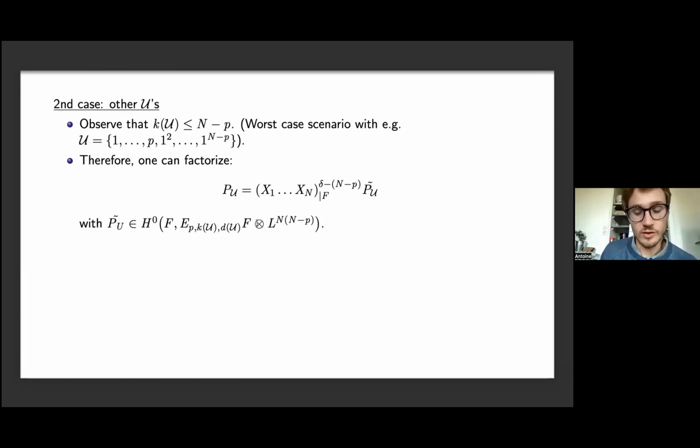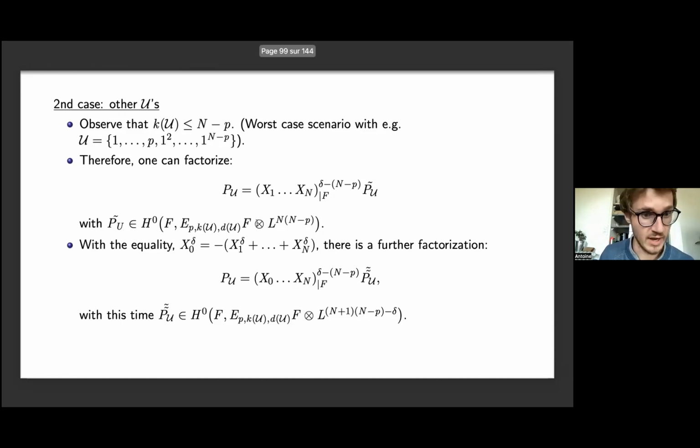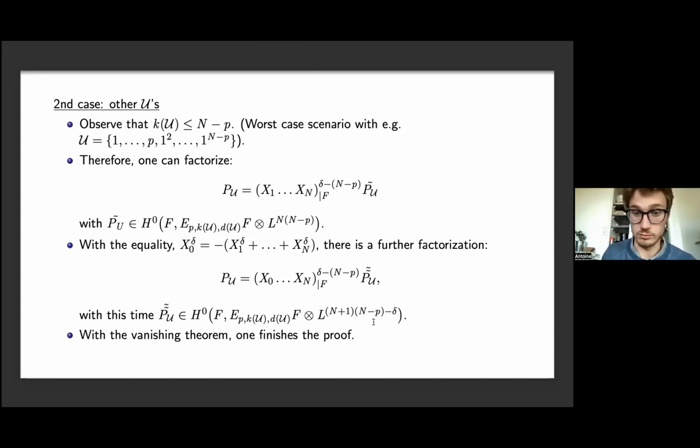And to obtain a negative twist, we use the fact that we are on a Fermat hypersurface, and we use this equality. And so we can make appear a further factorization by x0 here. And so now this section takes value in this vector bundle, and with our hypothesis, this twist is strictly negative. And so we can then use the vanishing theorem to conclude the proof of the result.